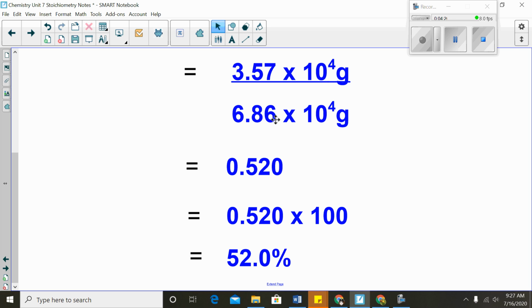And you can kind of see this. If you were supposed to be getting 6.86 and the student only got 3.57, that's roughly half of what they should have gotten. So this is percent yield.